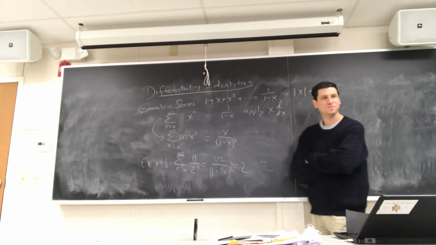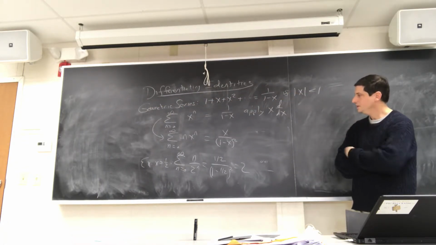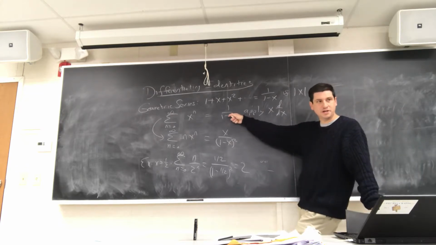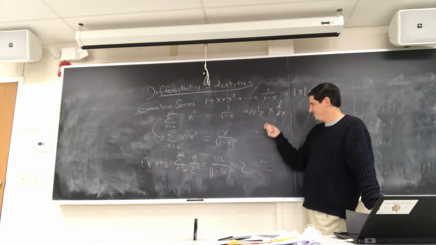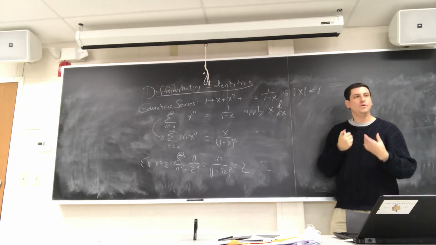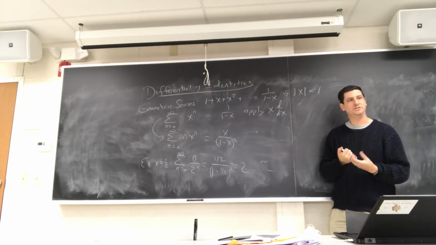Wait, sorry. It's x over 1 minus x squared? Yeah, when you take the derivative of this with respect to x, and then multiply by x. Oh, sorry. Right. Yeah, okay. So we multiply by x because it makes things a little bit nicer.